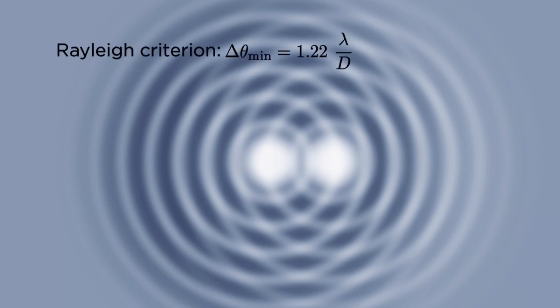What that more complex calculation shows is that the starlight gets focused into a blob surrounded by a pattern of rings, and the diameter of the blob is 1.22 lambda over d. So if two stars are closer than that, their blobs begin to merge together. That's why the usual definition of this diffraction limit is 1.22 lambda over d.